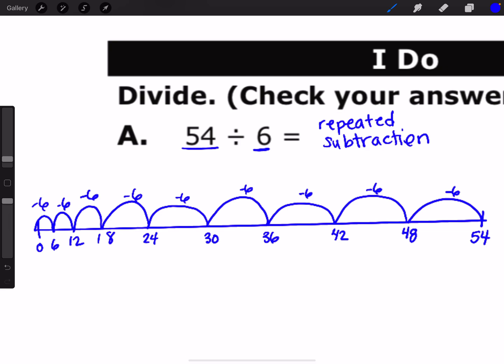So now we need to figure out how many chunks of 6 we had to go backwards. So we have 1, 2, 3, 4, 5, 6, 7, 8, 9. So 54 divided by 6, the quotient is 9.